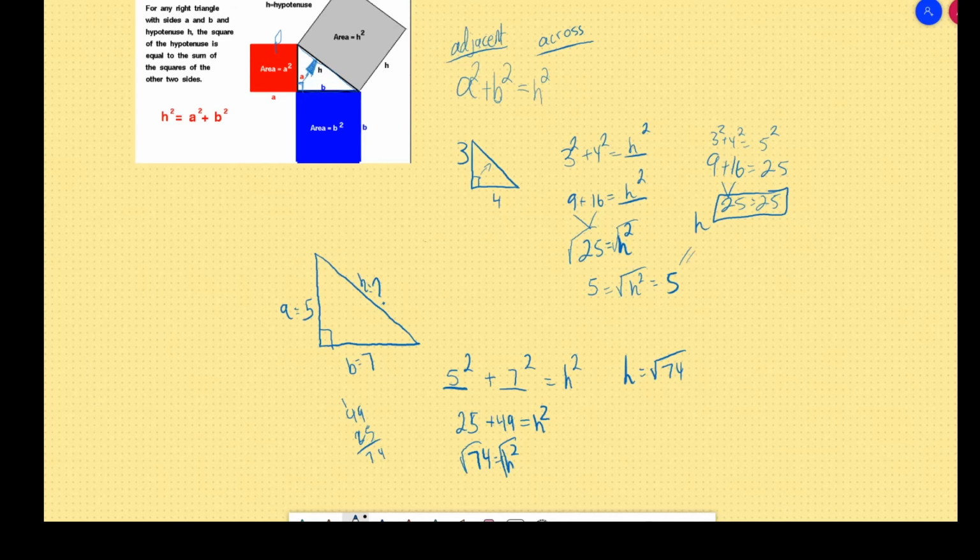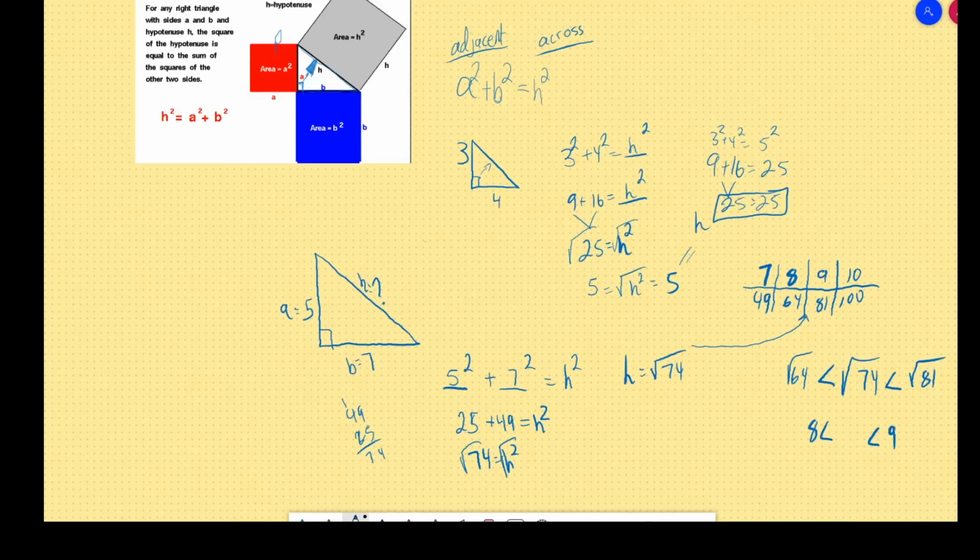So if we were paying attention and we're thinking about our table, and I'll just put a little piece of it, we have 7 is 49, 8 is 64, 9 is 81, and 10 is 100. Then we can think about where this value actually lies. We're looking for the square root of 74. So we could think of that as being somewhere in here, right? It's between these two numbers. So we know the square root of 74 is going to be bigger than the square root of 64, and it's going to be smaller than the square root of 81. So that tells us that the square root of 74 is going to be in between 8 and 9.